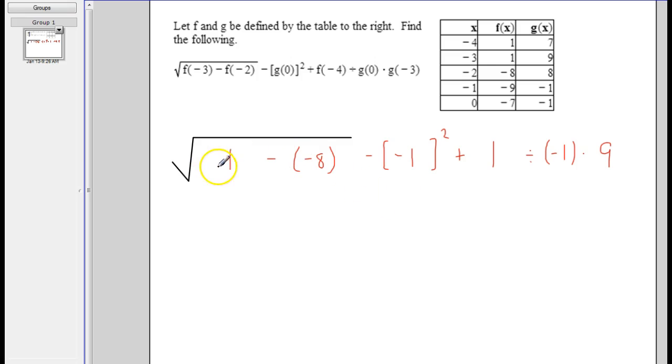Alright, now we have an order of operations problem. We need to do all this stuff under the radical. So this becomes the square root of 1 minus -8 is 1 plus 8, which is 9. Minus -1 squared is +1, so I'll just put a 1 there, plus 1, I'll just do the rest of these in order, divided by -1 times 9, okay? So I kind of combined two steps together. I did the stuff under this radical and I did the exponent step. It's okay because they're separated by subtraction, but technically you would do one step at a time.